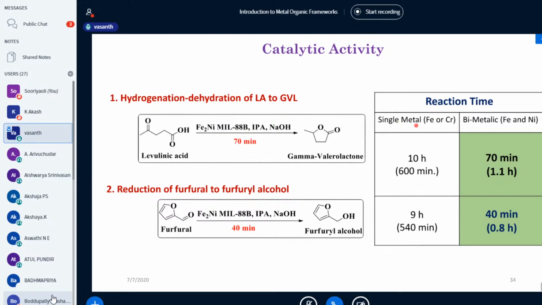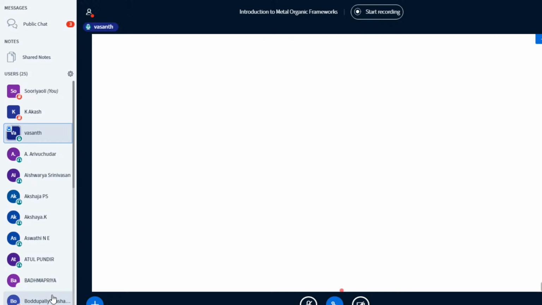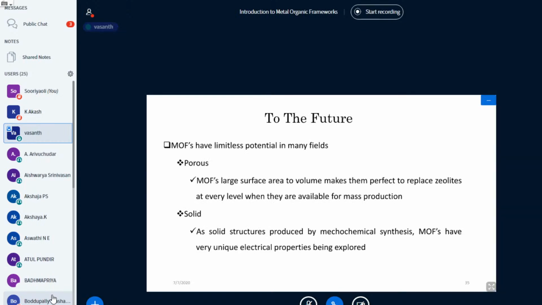Similarly, the previous reaction with single metal metal organic frameworks took around 9 hours, and now it just takes around 40 minutes. So the activity can be improved by introducing appropriate changes in the metal organic frameworks. So metal organic frameworks have the capacity to be engineered so that the chemical properties can also be enhanced. So metal organic frameworks have limitless potential in many fields.